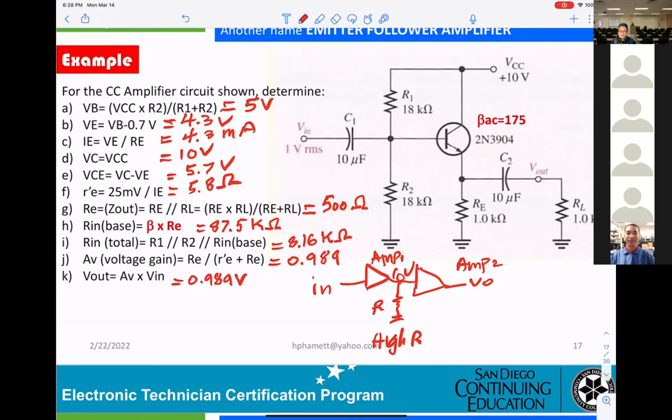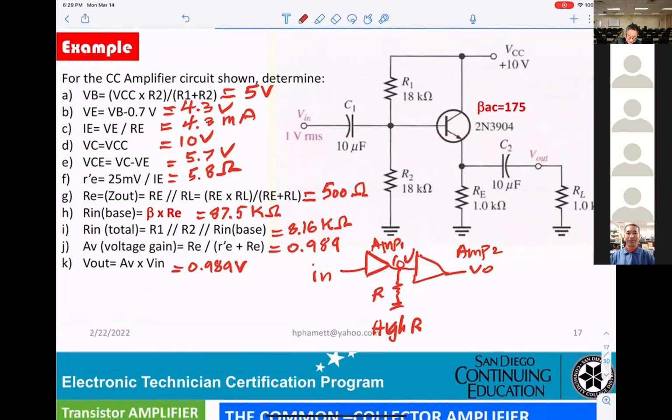Input and output are not the same and will be in phase. The last one, the input impedance for the common collector, will be high. That means they're not loading any signal coming in.